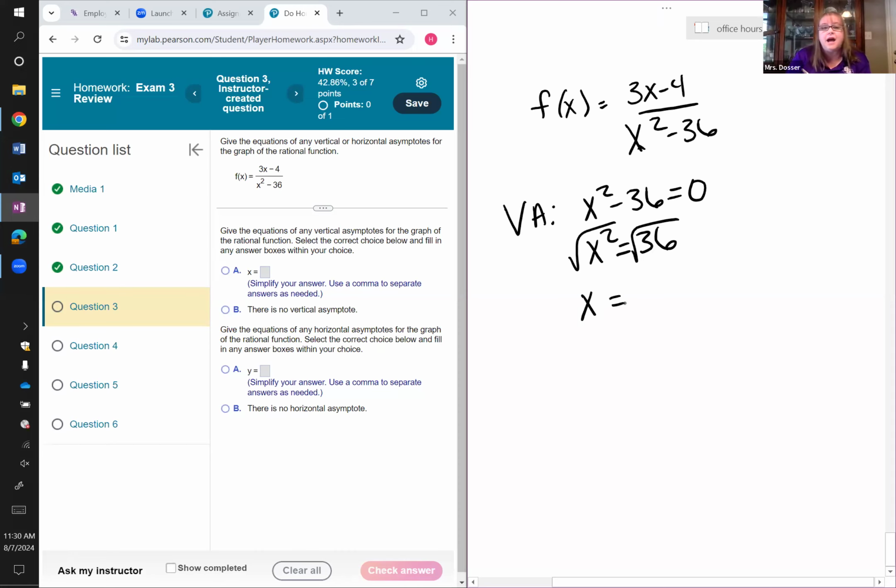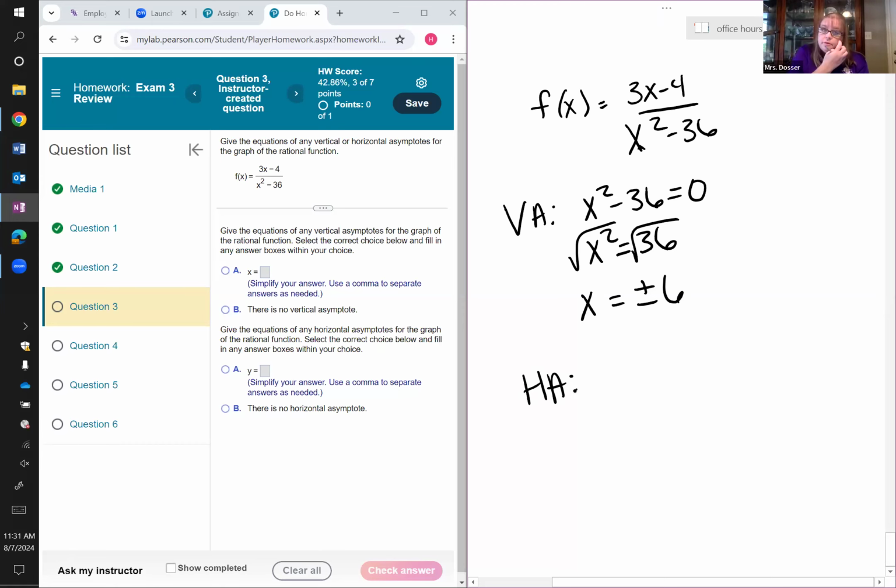But on the right, anytime we're taking a square root, we have to remember that we end up with two answers. We end up with plus or minus 6 in this case, because a positive 6 squared gives us 36, and a negative 6 squared also gives us 36. So anytime we're taking the square root, we have to remember there are two answers. And so we end up with two vertical asymptotes here, one at x equals 6 and one at x equals negative 6.